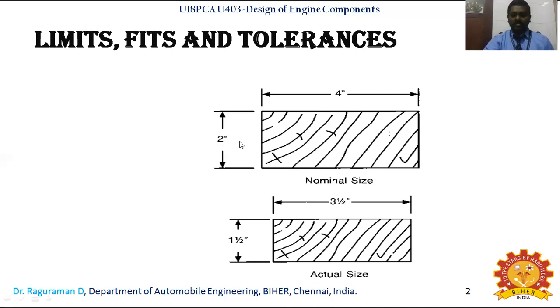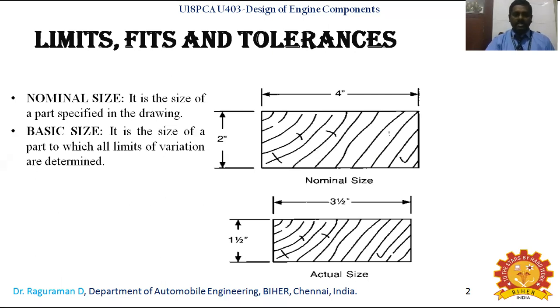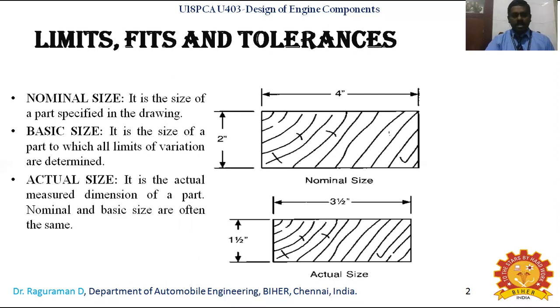This is a simplified example. What is the difference between nominal size and actual size? The actual size is 3.5 inch and 1.5 inch for the respective length and width. The nominal size is a rounded value of 4 inch and 2 inch. The nominal size is the size of the part specified in the drawing, and the basic size is the size of the part to which all limits of variations are determined. The actual size is the actual measured dimension of a part, and the nominal and basic size are often the same.